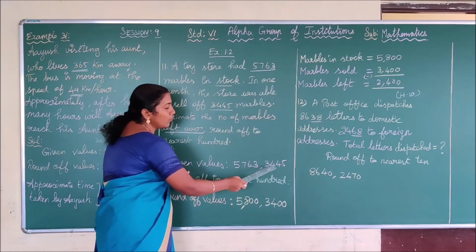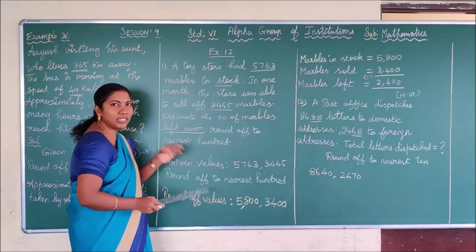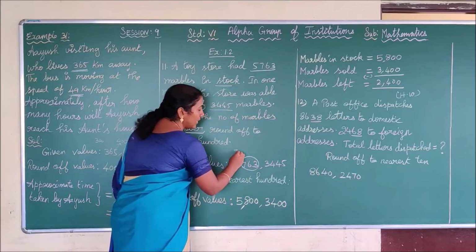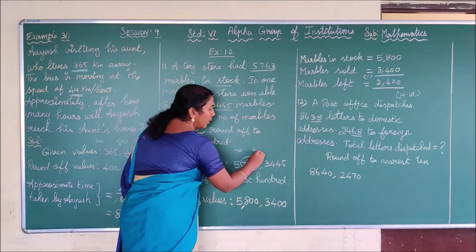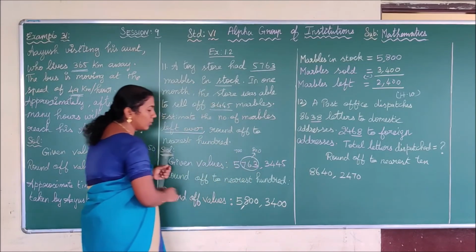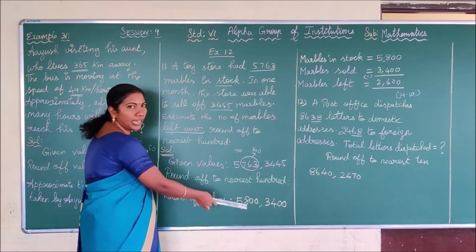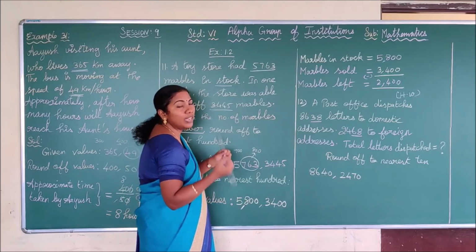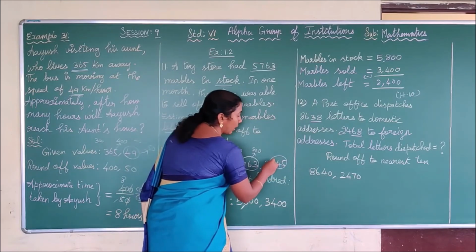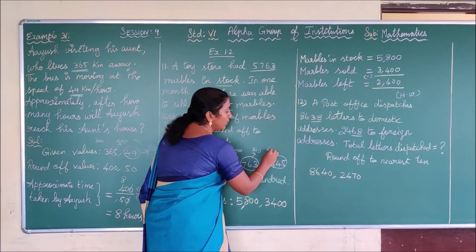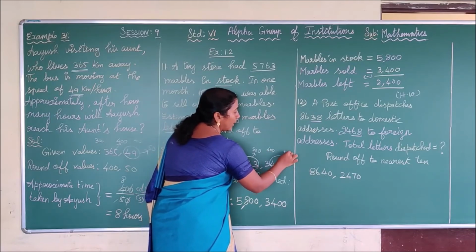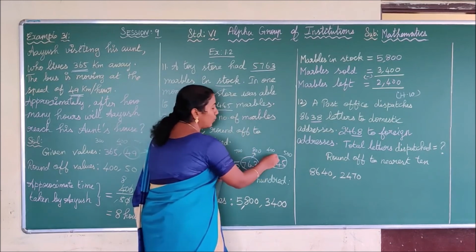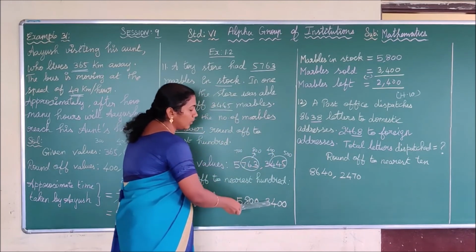5,763 and 3,445. To round off to the nearest 100, you have to consider 3 digits only. 763 lies between 700 and 800. So obviously it is closer to 800. So the rounded value is 5,800. See here, 3,445. To round off to the nearest 100, you have to consider 3 digits only. 445 lies between 400 and 500. So it is before the 50th number, that is 450. So it should be rounded off to 400. So your answer is 3,400.